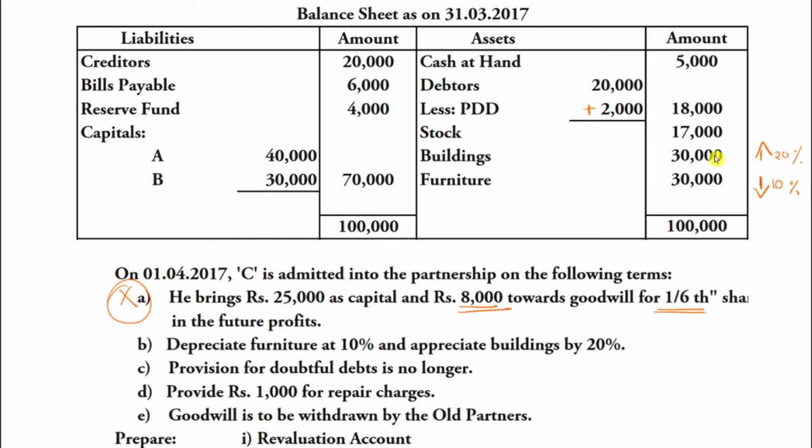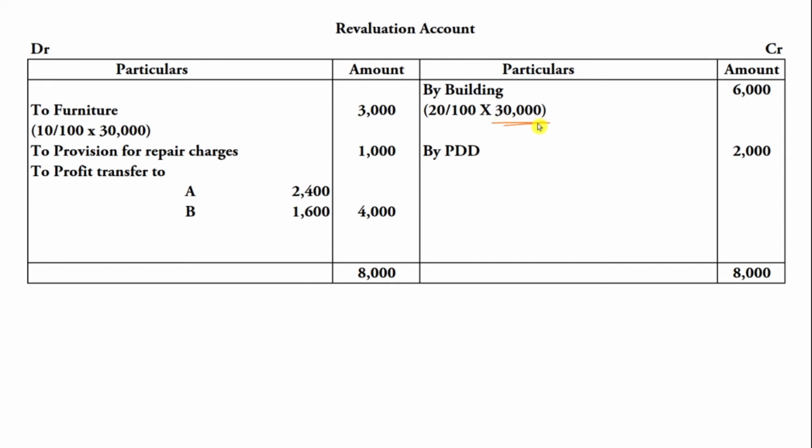First we'll take the building, which should be increased. The building total is 30,000 and 20%, so 20 divided by 100, that becomes 6,000 rupees. Next we have furniture, which is depreciating. In the last video I mentioned a trick: if anything is adding value or increasing, you write it on the credit side, like assets, and whatever creates a loss for the company is written on the debit side. Here furniture is getting depreciated, so the value is going down. We'll write 30,000 to furniture on the debit side, 30,000 times 10 divided by 100, that becomes 3,000 rupees. That's it.